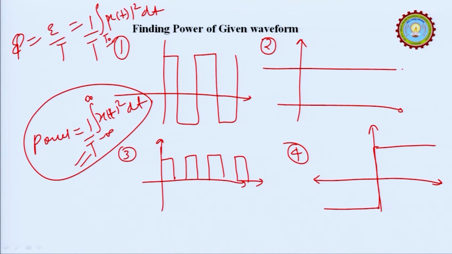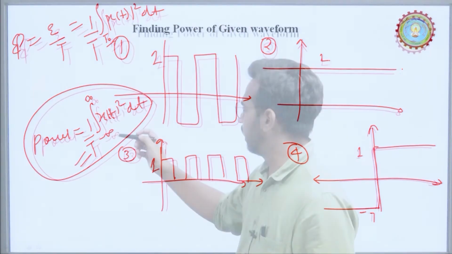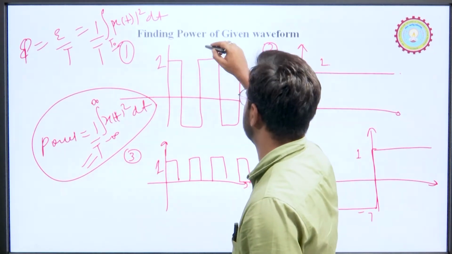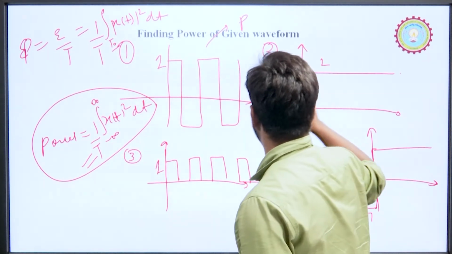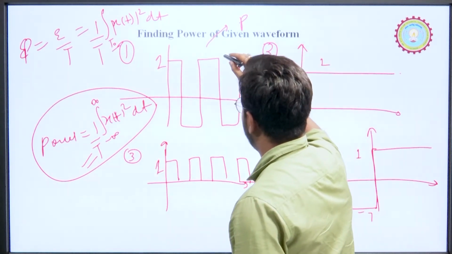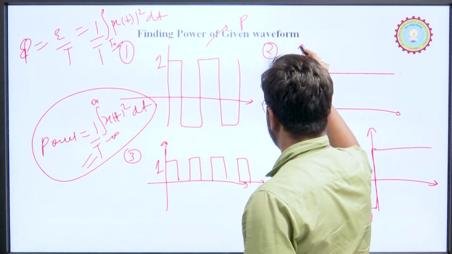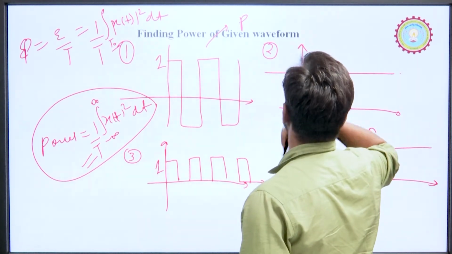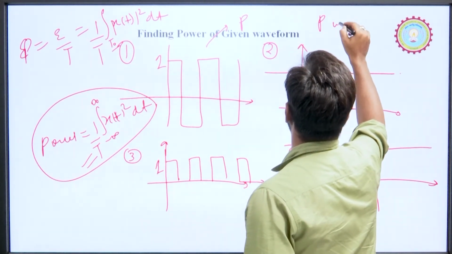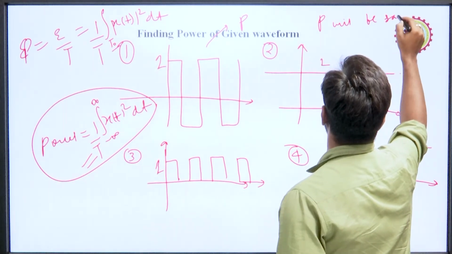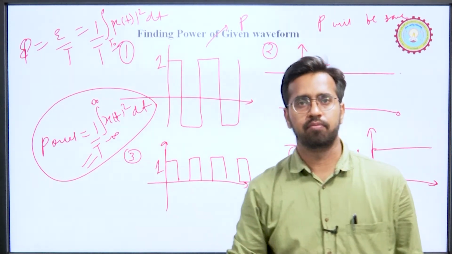Now see, I have drawn 4 signals, and you are required to find the power of these signals. Let this magnitude be 1, 1, 1, minus 1, or 1. Suppose this signal has power P, then in all these 4 cases, power will be the same. How will power be the same?